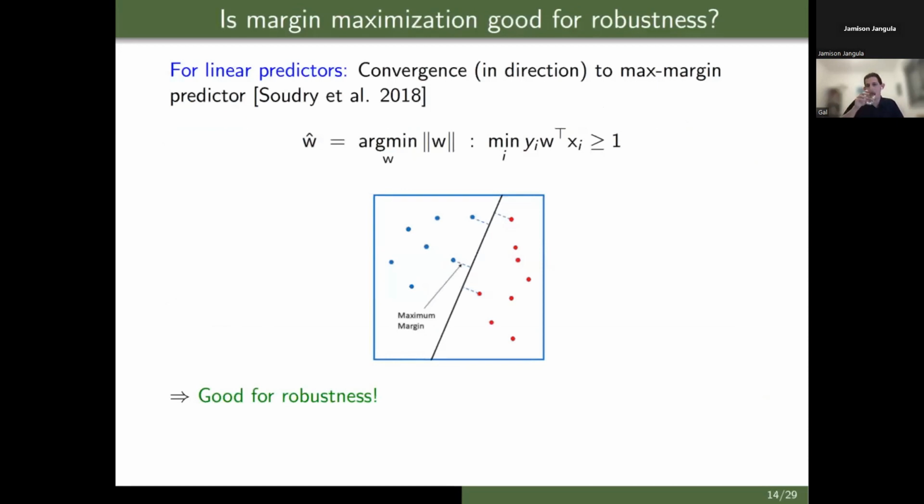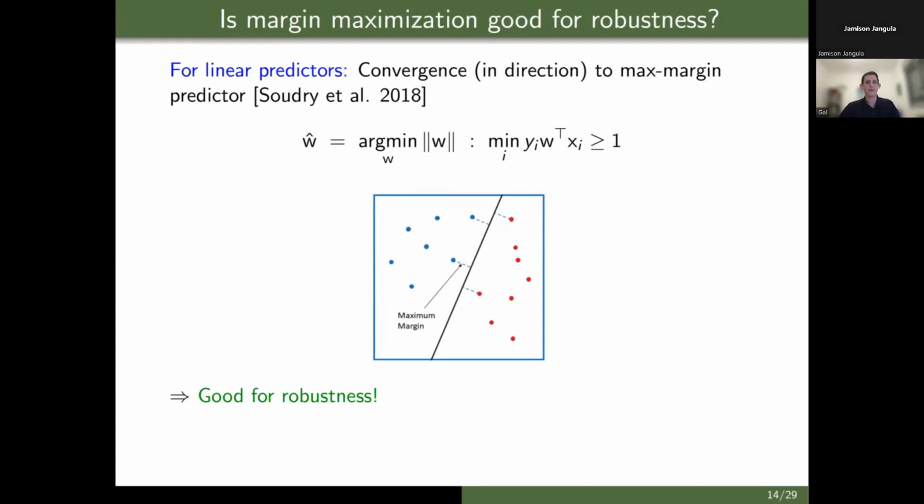Now we also want to try to understand adversarial robustness in our setting. So in order to do it, since there is implicit bias towards margin maximization, a natural question is whether margin maximization is good for robustness or not.